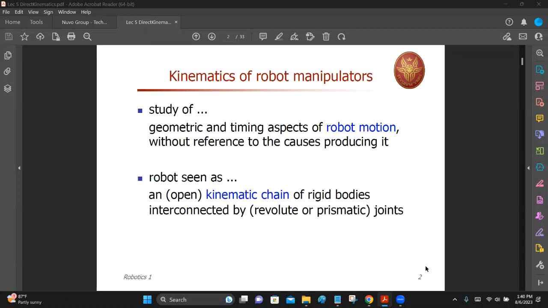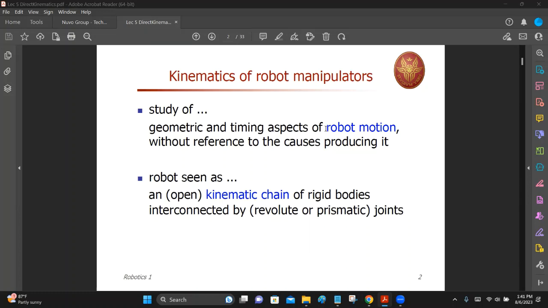So we are dealing with the geometric and timing aspects of robot motion, particularly robot manipulators. You know that it's a three-dimensional geometric problem. You have a number of links, and adjacent links are connected with actuators.